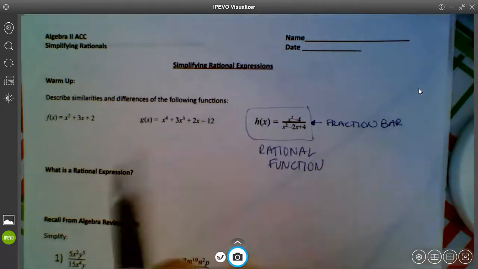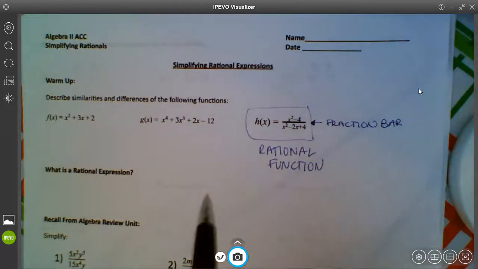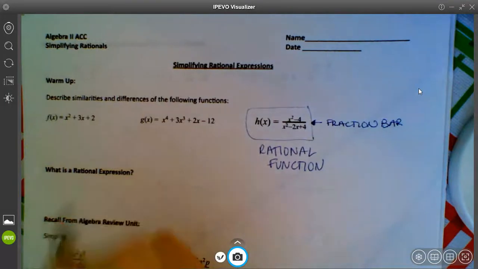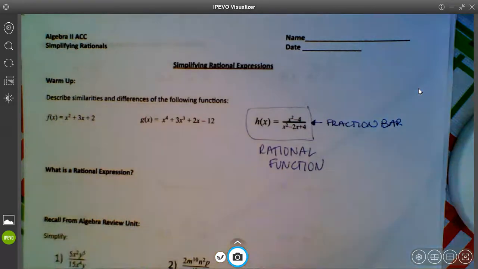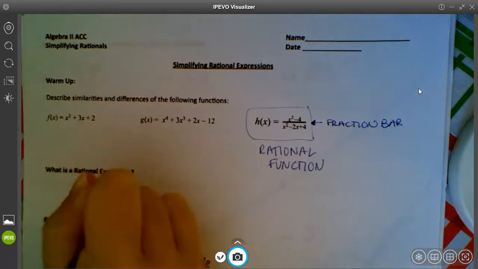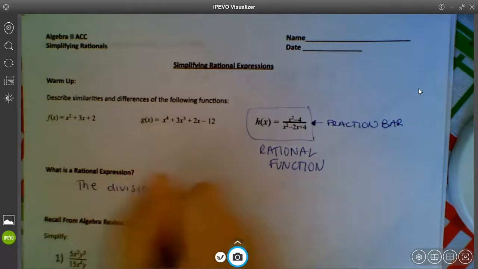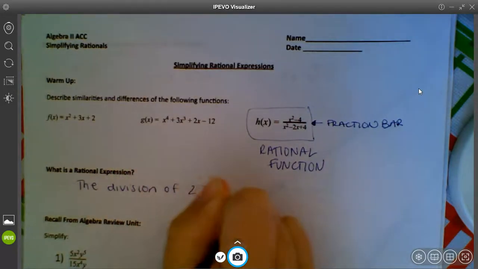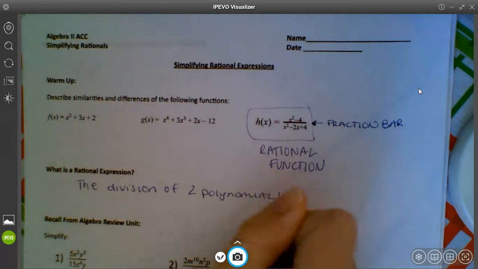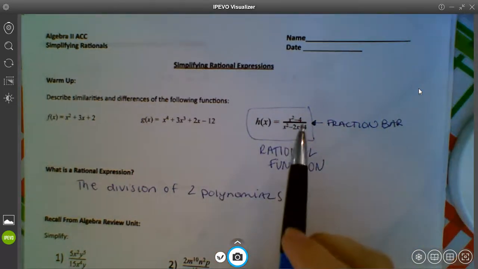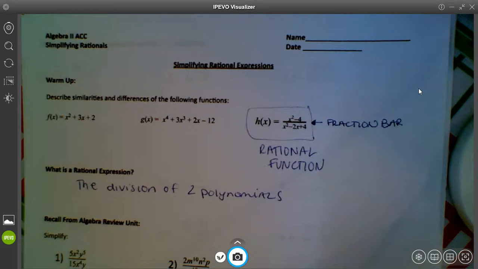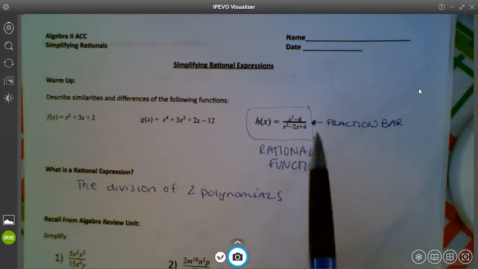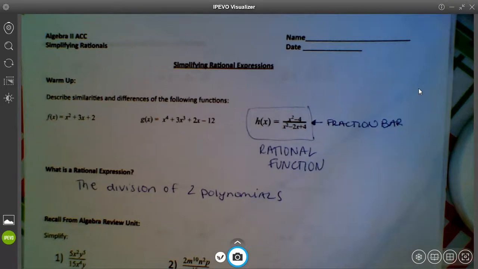So how do we describe a rational expression, a rational function? Well, first of all, expression, we're going to work first with, has no equal sign. But a rational expression is the division of 2 polynomials. So you have a polynomial up here, you have a polynomial down here. The division of them in one expression is a rational expression. So we are going to see this format in the following.